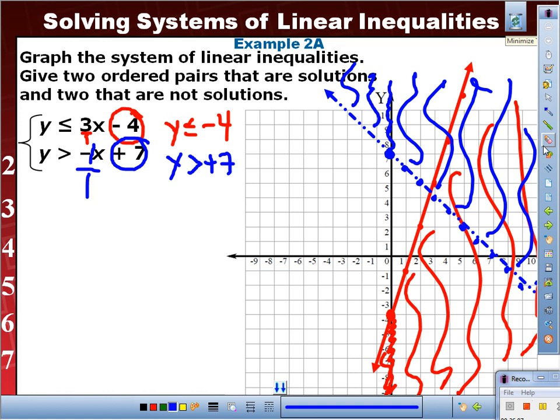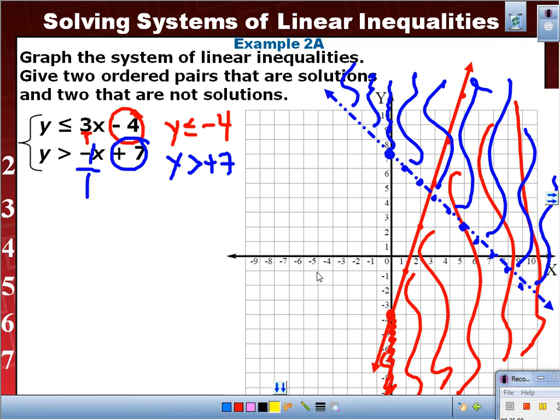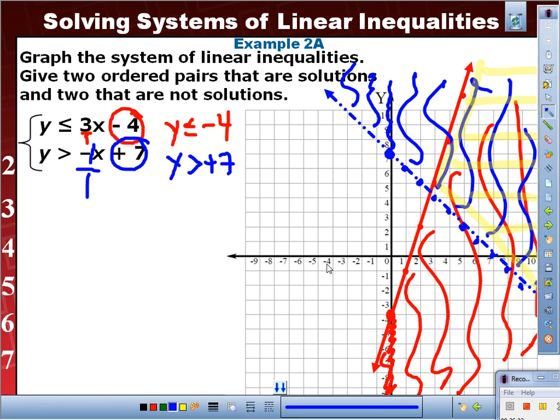Now, who sees where both shadings intersect? Let me highlight it for those of you that don't see it. They intersect here in this section. Do you guys see it? Well, guess what? That's the solution set. Everybody got it? So what does that mean? I can pick any point from there and it's part of the solution. Who can give me one point that's part of the solution there? Brody.